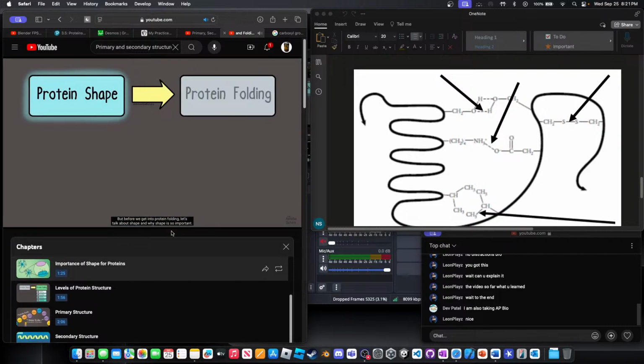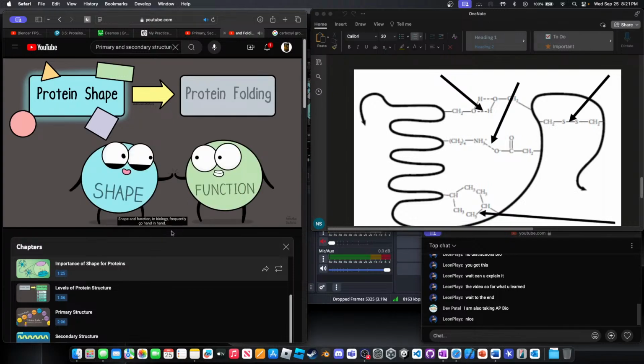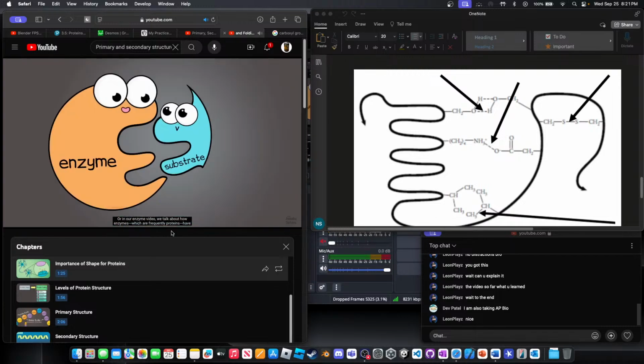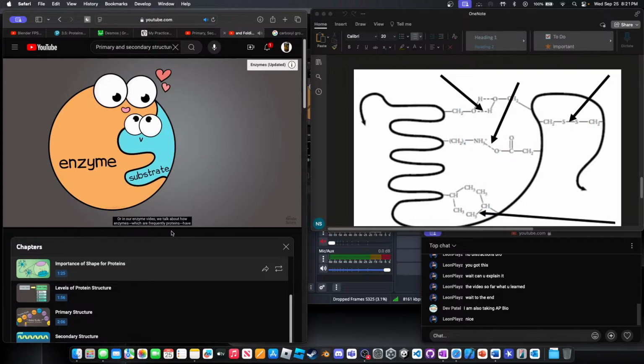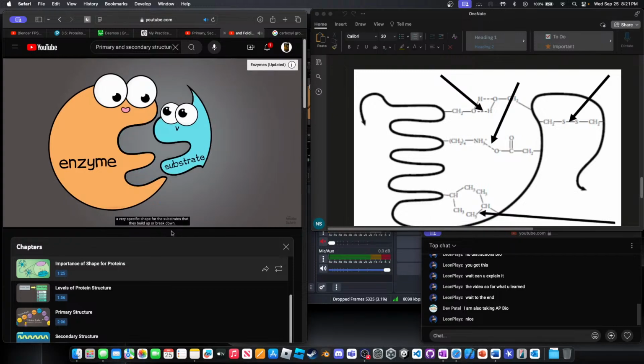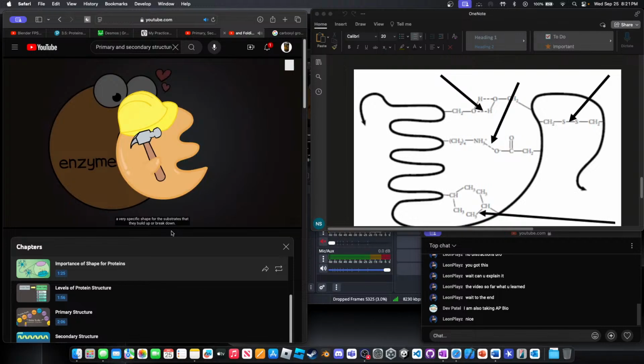But before we get into protein folding, let's talk about shape and why shape is so important. Shape and function in biology frequently go hand in hand. In our cell signaling video, we mentioned how protein receptors and the signal molecules that bind them can fit together so perfectly to start some type of cellular response. Or in our enzyme video, we talk about how enzymes, which are frequently proteins, have a very specific shape for the substrates that they build up or break down.